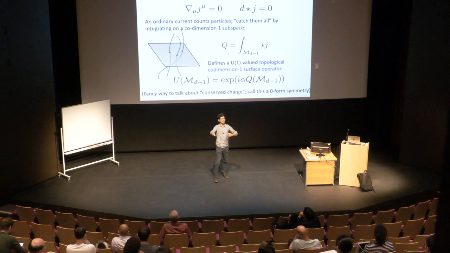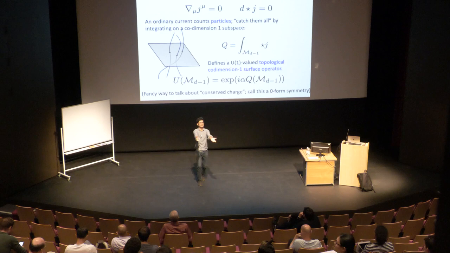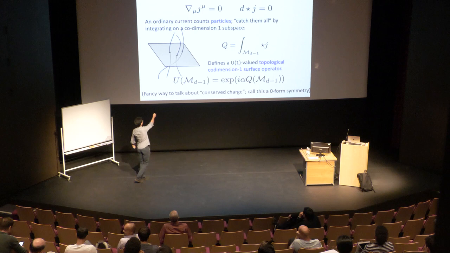Everywhere I go in this integral, if I see a person, I count 1, 2, 3, 4, 5. Eventually, I catch all the people in this room. And now, because there's a conserved person number, I can evaluate the same integral later in time, and I'll get the same answer. Here's a picture of this. Here are the person world lines, and here is the integral I did at a fixed time slice. I can move it up, and I get the same number.